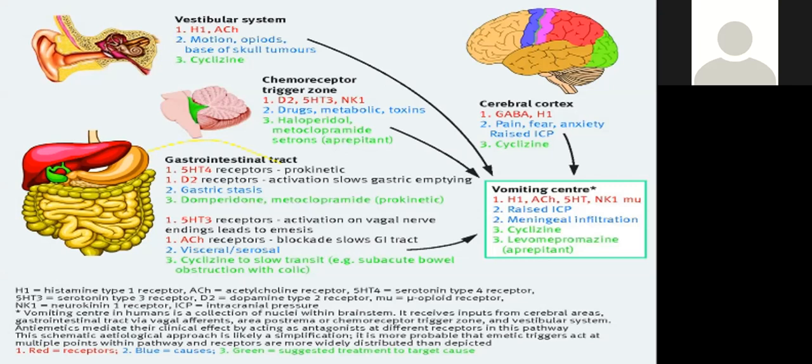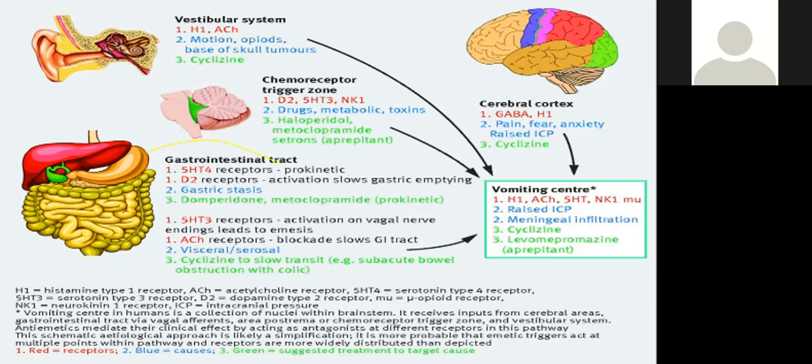Then the cerebral cortex I mentioned. So you have GABA and the H1 receptors. What are the causes? It's pain, fear, anxiety, and raised intracranial pressure. They haven't mentioned the benzos there as a drug, but obviously with GABA, you can give benzodiazepines acting on GABA receptors, and cyclizine is the medication you can give.